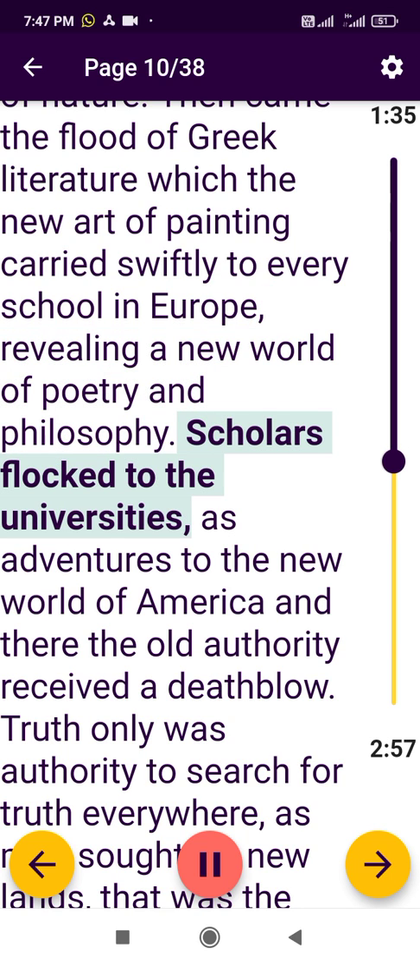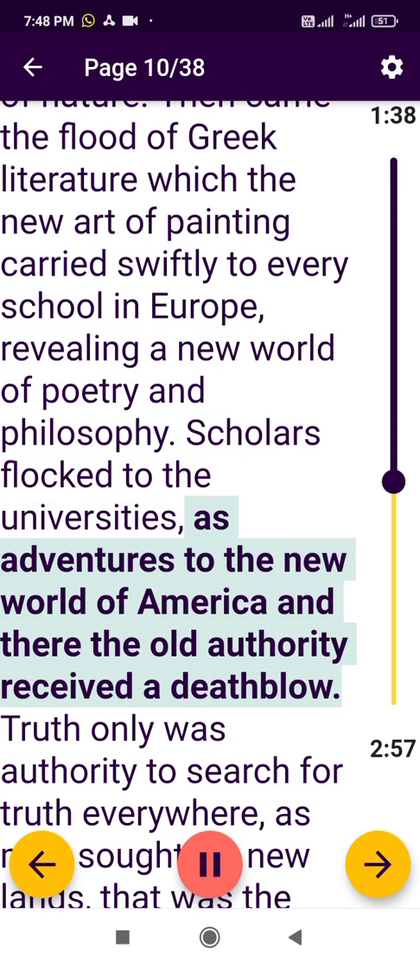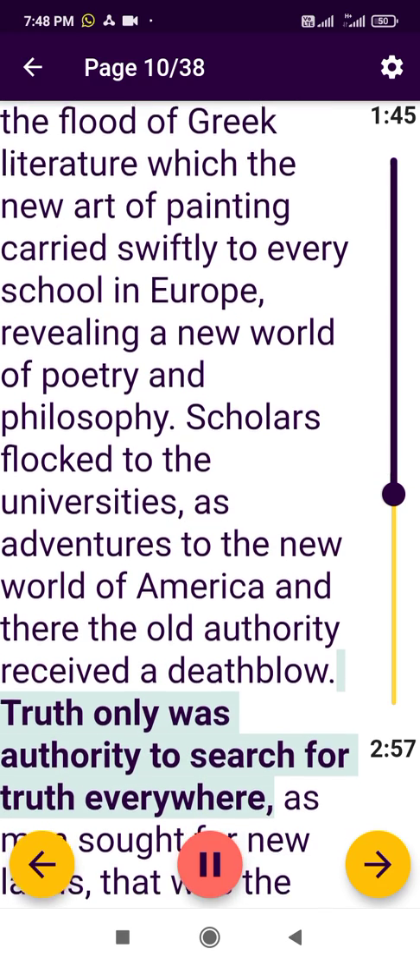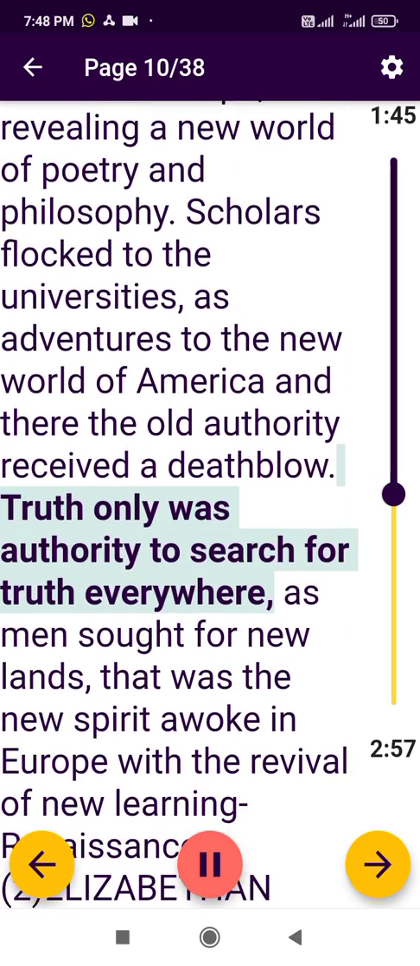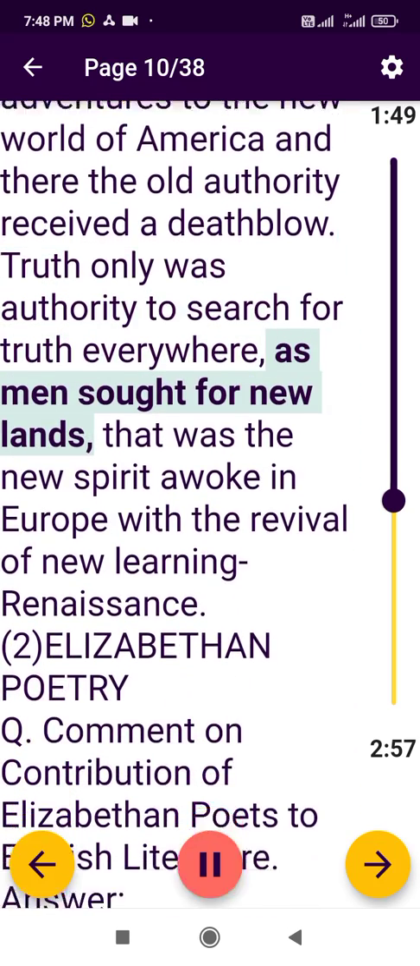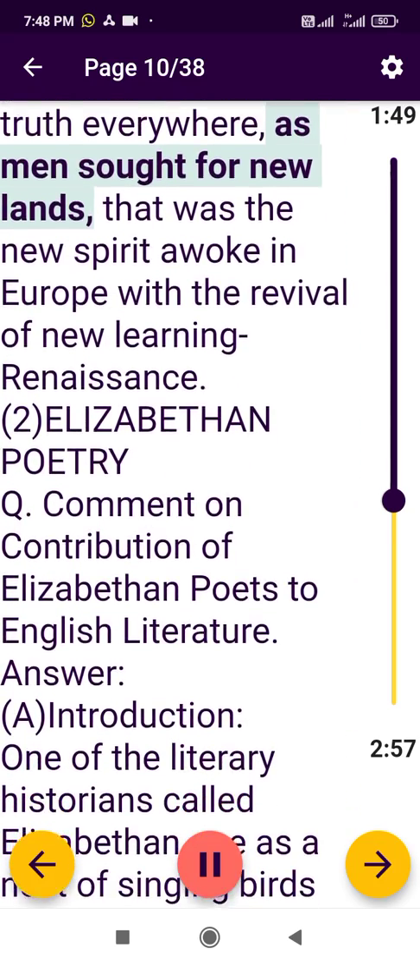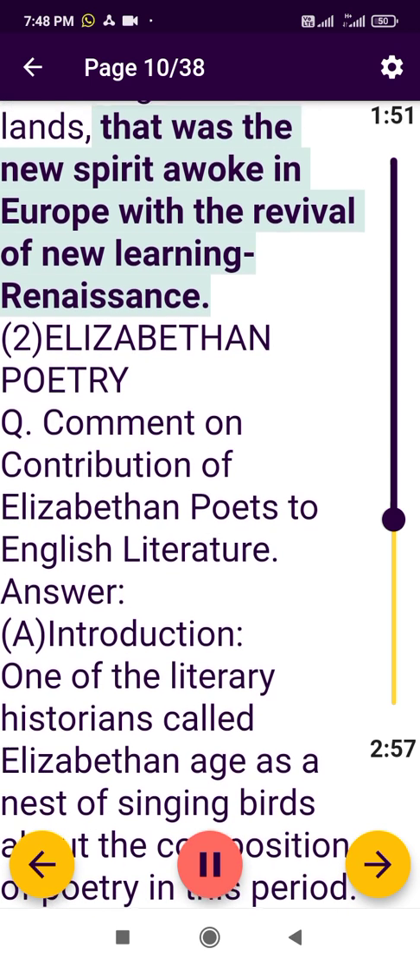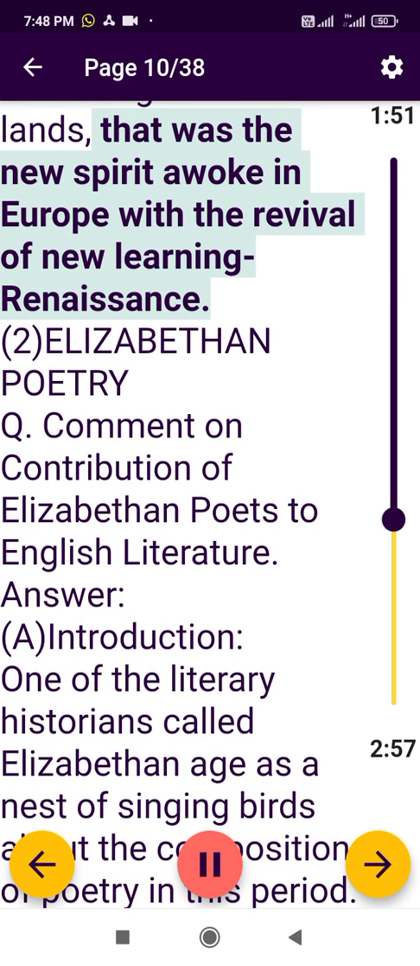Scholars flocked to the universities, as adventurers to the new world of America, and there the old authority received a death blow. Truth only was authority. Men searched for truth everywhere, as they sought for new lands. That was the new spirit awoken in Europe with the revival of new learning, the Renaissance.